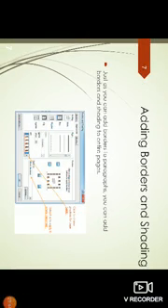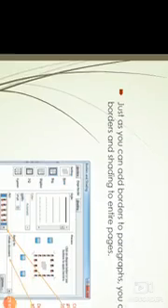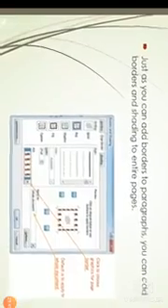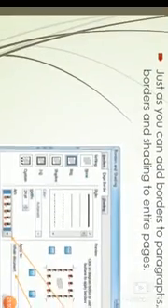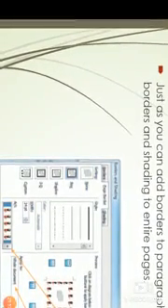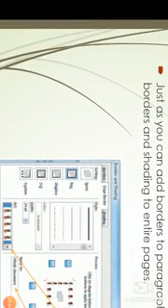Next one is adding page borders. So after opening borders and shading, click on the page border tab. So here in settings we have different options like none. None means there is no border. If you want to remove the border, click on none. If you want to insert a border, click on box or shadow or 3D or custom. So here I am selecting box.